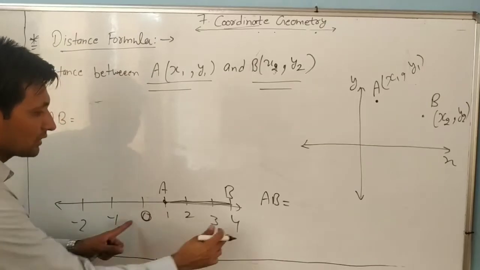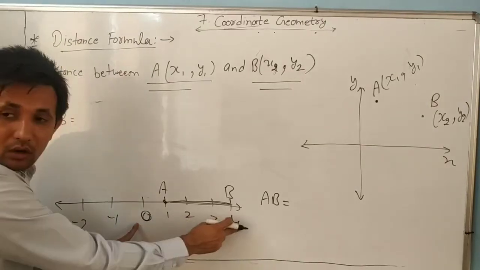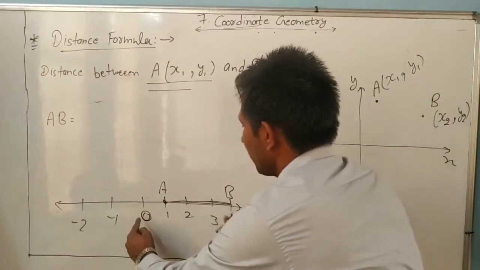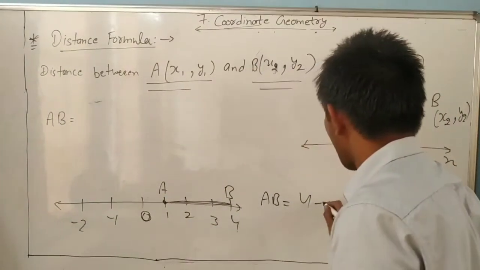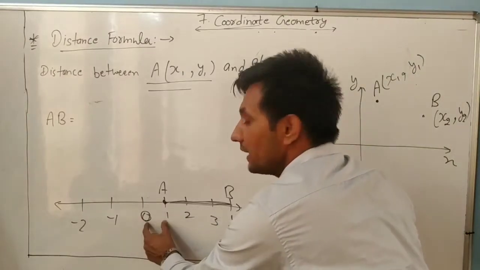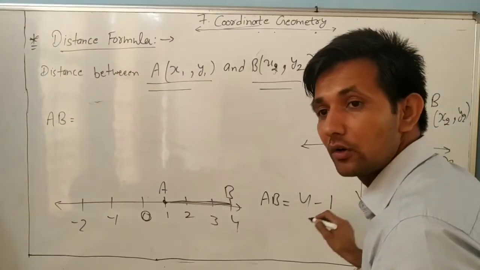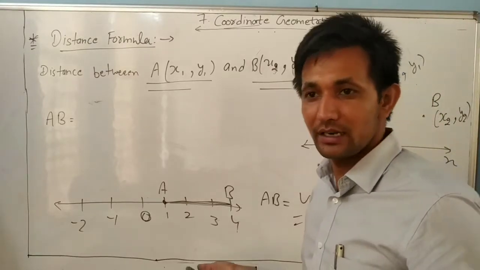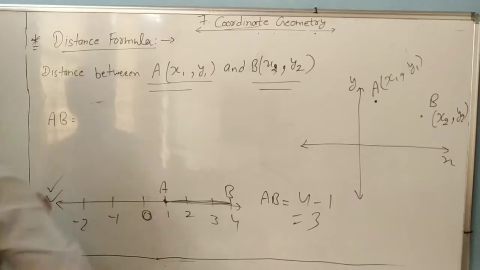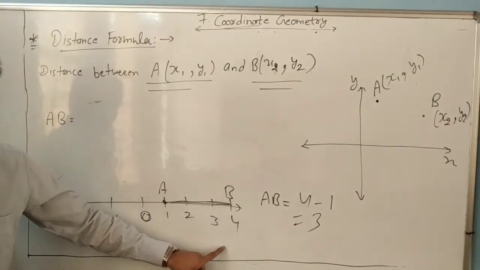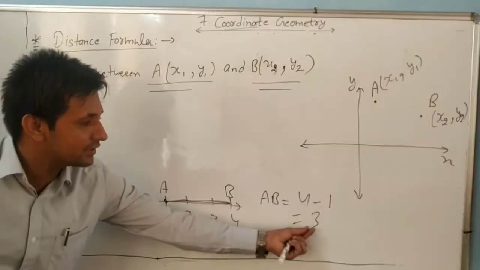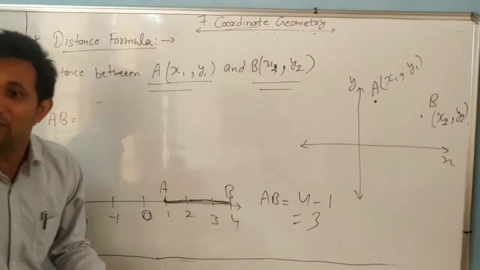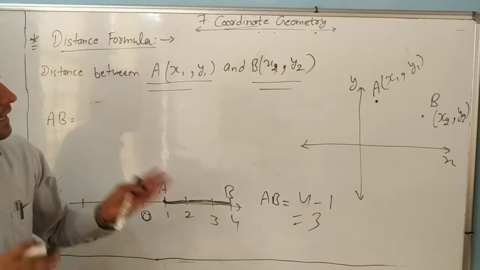From 0 to B is 4, and from 0 to A is 1, or not? So 4 minus 3, how much? The distance is 3. Understand? But this is only in one dimension, when we are talking about a number line. You can say AB is a distance of how much? 3? Yes, 1, 2, only 3 units or not? Understand?